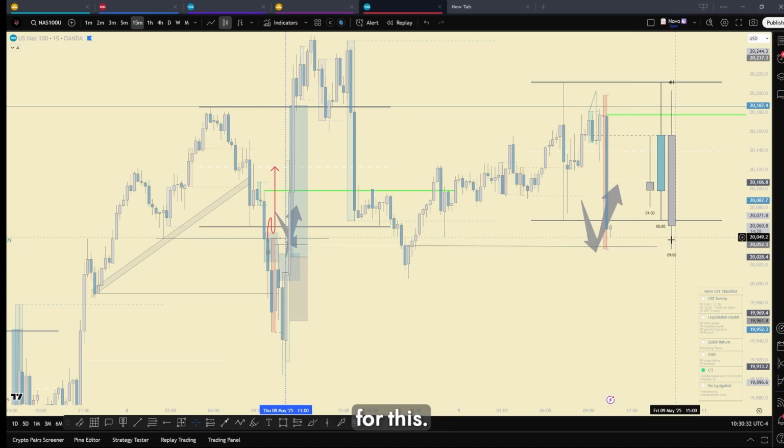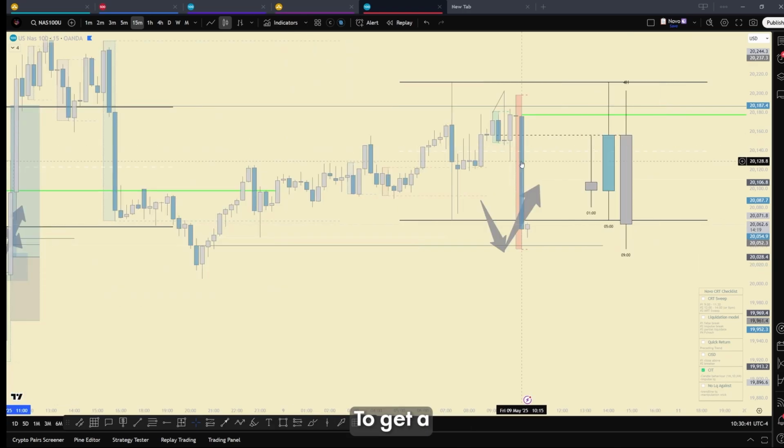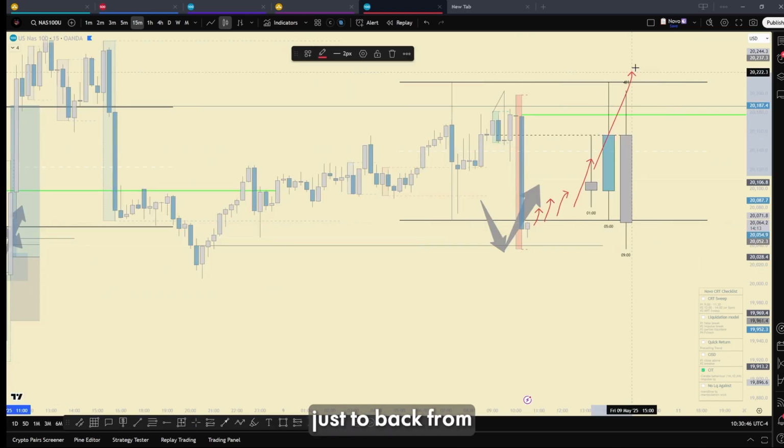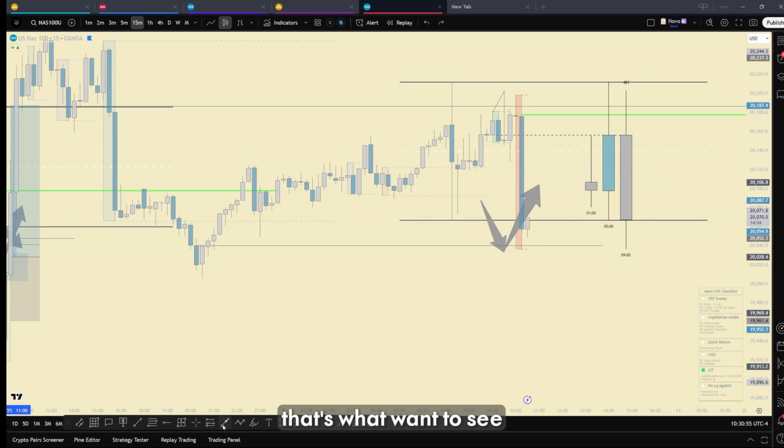Let's see if price holds this. There's two ways that this candle can be reacted to. We can either have the move that kind of just starts to pull back up here from this massive move lower, or we can just sweep this candle then start to move higher. That's what I want to see if I'm going to go long from this CRT. No point.